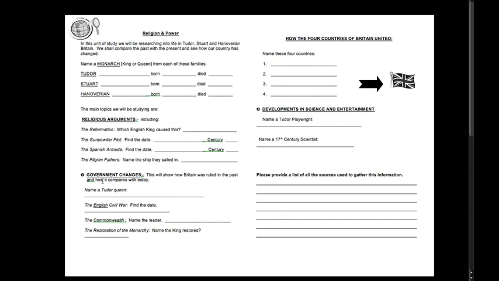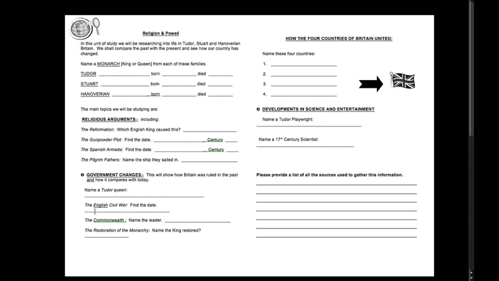Moving on, I would then like to study government changes in the way in which our country is ruled. The unit is called Religion and Power, and during this period they were very much linked together. Here I would like you to name a Tudor queen. Here I would like you to find the dates of the English Civil War.